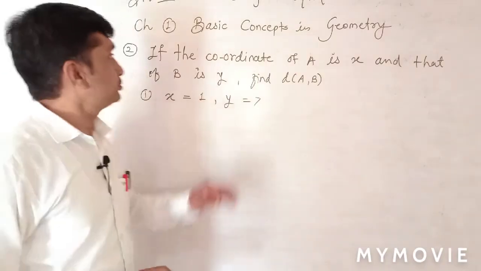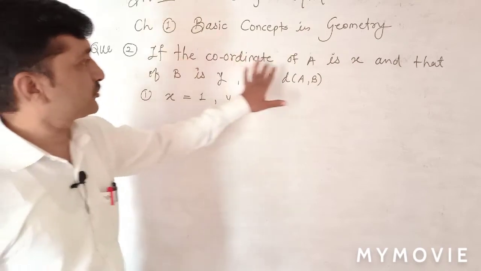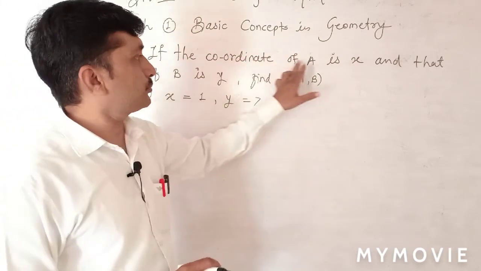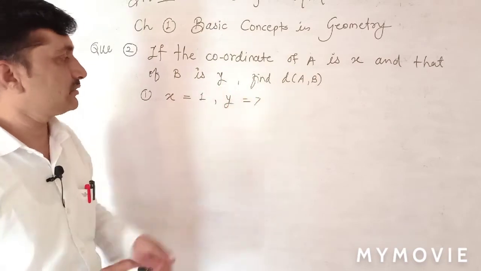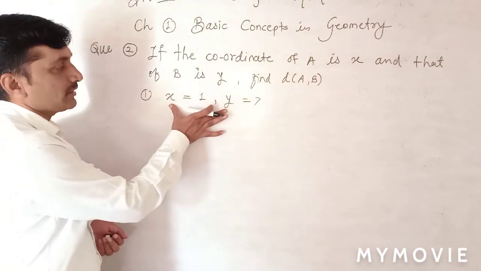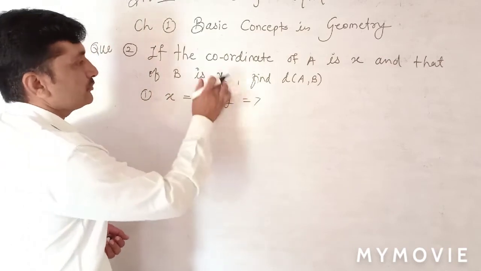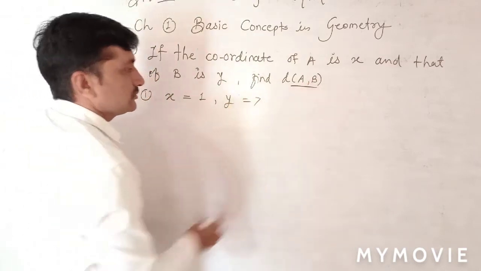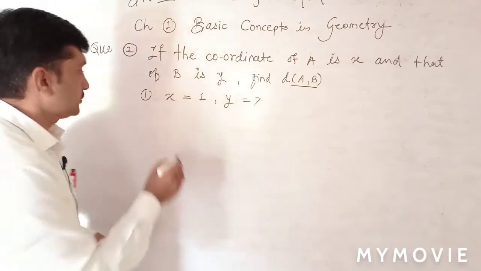Now question number 2 from practice set 1.1 is, if the coordinate of A is x and that of B is y, find distance AB. These are coordinates of point A and B. This is coordinate of A, this is coordinate of B. We have to find distance AB. Method is same that we solved in example number 1.